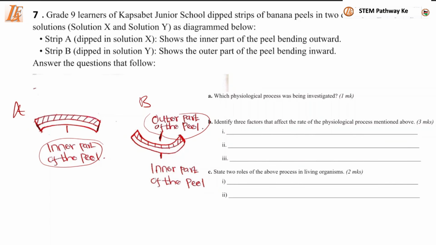In this case, the physiological process which is being investigated is what we call osmosis, and we define osmosis as the movement of water particles from a region of high water concentration to a region of low water concentration through a semi-permeable membrane. Then question B, identify 3 factors that affect the rate of the physiological process mentioned above. The factors which affect the rate of osmosis, which we have just identified, one of them is what we call concentration gradient.